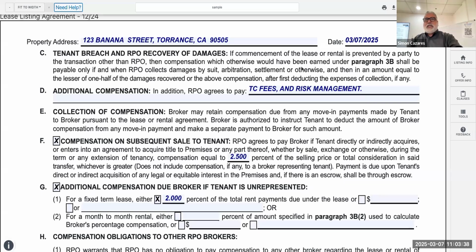Now we go into tenant breach and landlord recovery of damage. And it goes as follows. If commencement of the lease or rental is prevented by a party to the transaction other than the landlord, then compensation which otherwise would have been earned under paragraph 3B shall be payable only if and when landlord collects damages by suit, arbitration, settlement, or otherwise, then in an amount equal to the lesser of half of the damages recovered or the above compensation, first deducting the expenses of collection, if any.